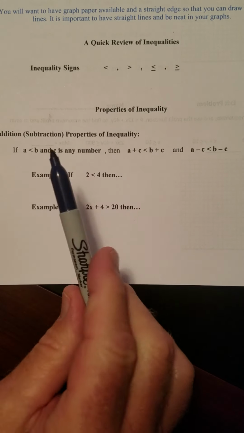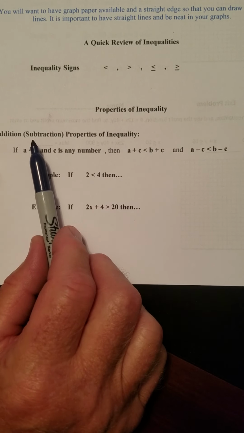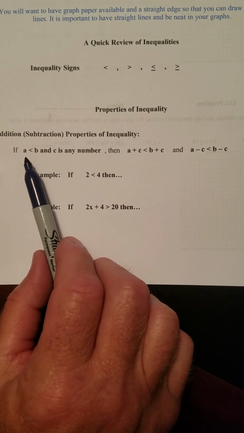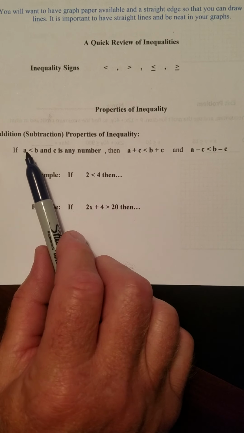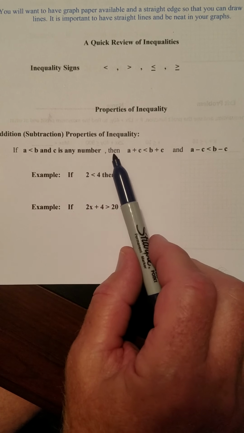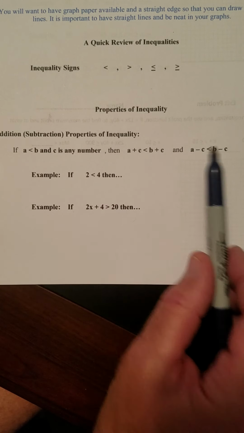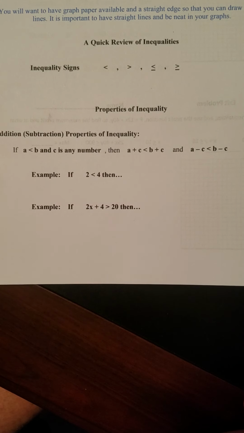So let's talk about the addition property of inequality, and it's the same for subtraction, so I just put that in parentheses. So let's say we have this situation. In algebra, we have some a that's less than b. So it's two numbers, a is less than b. And c is any number you want. Then you could take a plus c less than b plus c, or you could say a minus c is less than b minus c. So you could add the same thing to both sides, or you subtract the same thing from both sides.